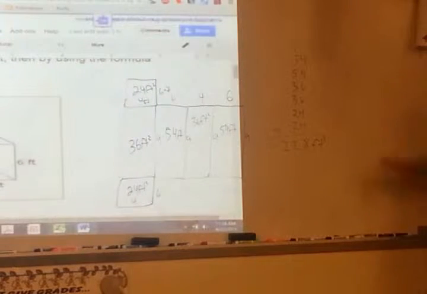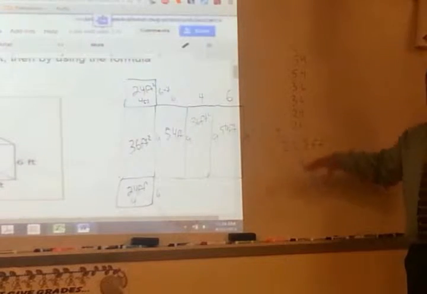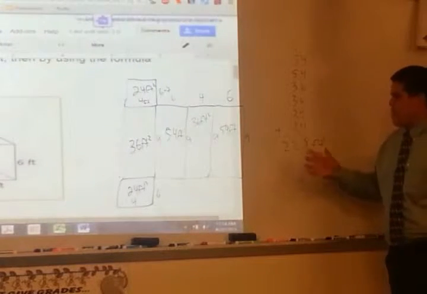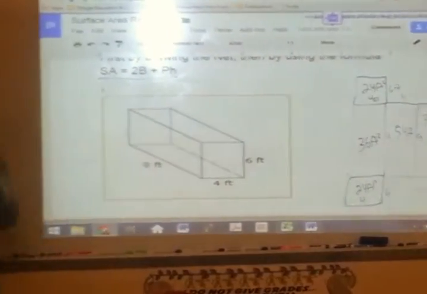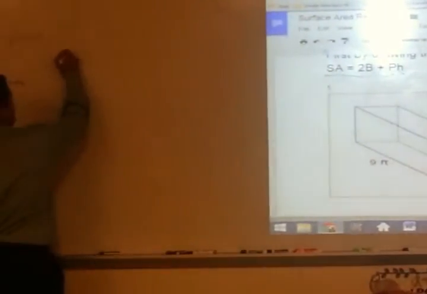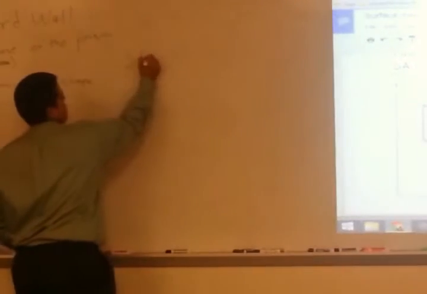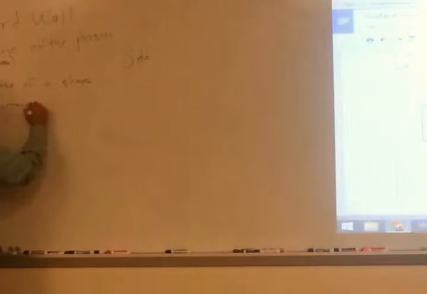All right, so this takes a little bit of time, right? It's not hard, but it takes a little bit of time to do it. So now we're going to do it using this formula here. We're going to use the surface area. What does SA stand for? All right, so we'll put that on a word wall. SA, surface area.